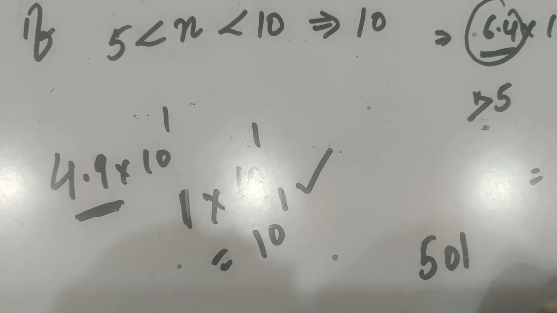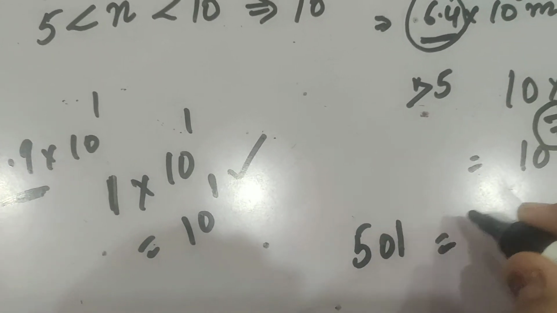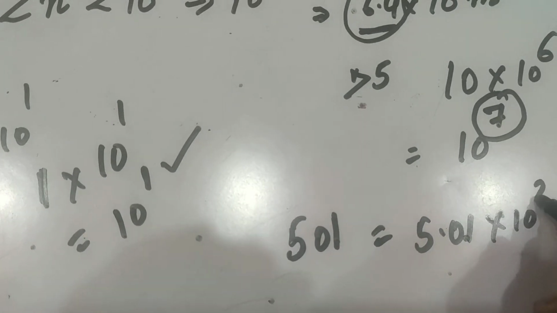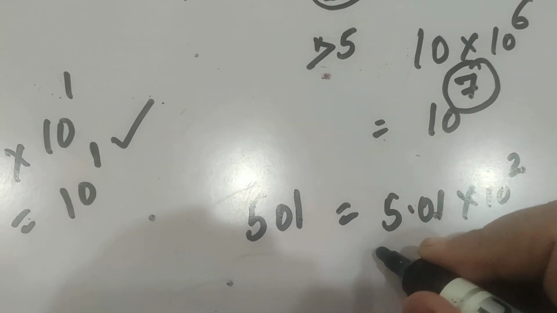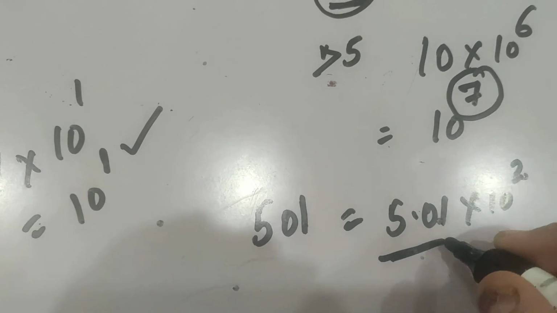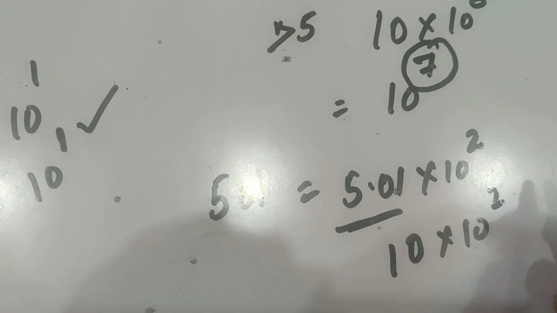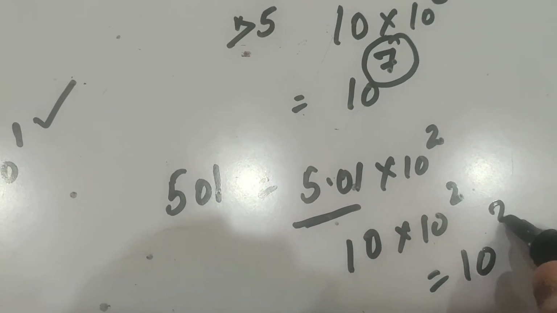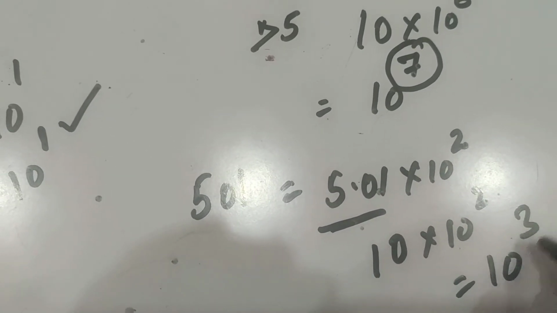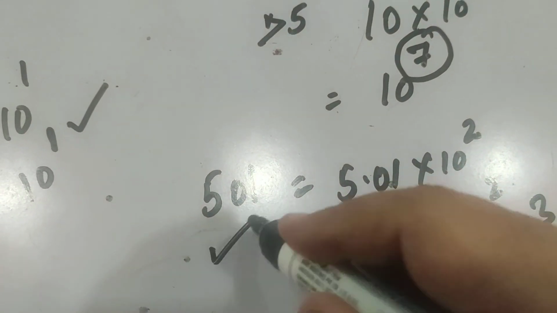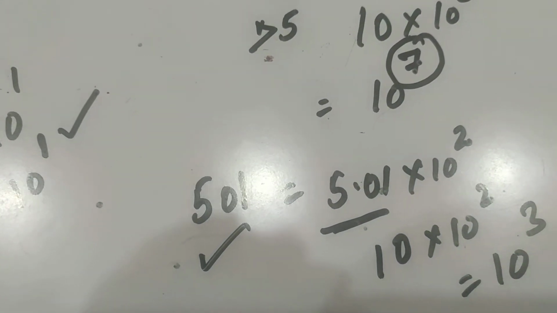Similarly, we can write the number 501. Now this number 501 can be written as 5.01 into 10 raised to power 2. Again, since this number is greater than 5, it is treated as 10, and 10 raised to power 2 as it is. So this becomes 10 raised to power 3. So the order of magnitude is power 3. So this number is of the order of 10 raised to power 3.